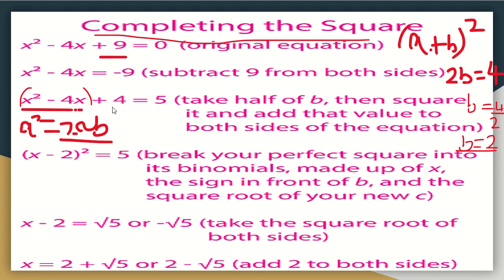So, whatever I got over here, the b value was 2. What I'm going to do is add and subtract that term to get a formula. So, what can I do over here? x squared minus 4x plus 2 squared, minus 2 squared, equal to how much? What is that thing we got on the right hand side? It is minus 9, right?